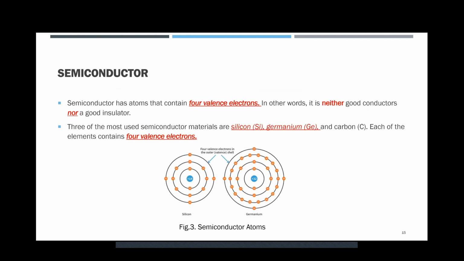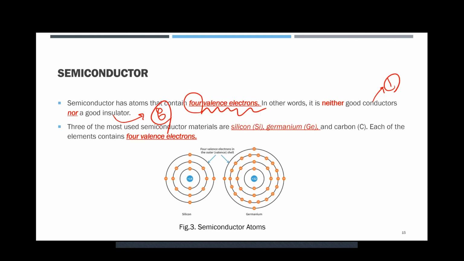Semiconductors are very important because we're going to learn about the p-n junction and the transistor, which use a lot of electrons. A semiconductor has atoms that contain four valence electrons. In other words, it is neither a good conductor nor a good insulator, because a good conductor has one valence electron and a good insulator has eight.